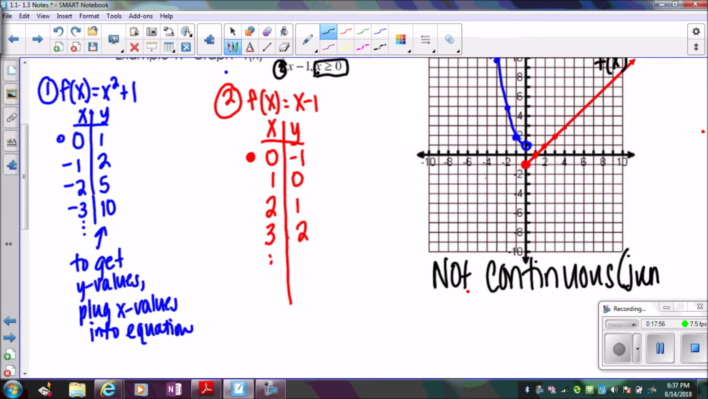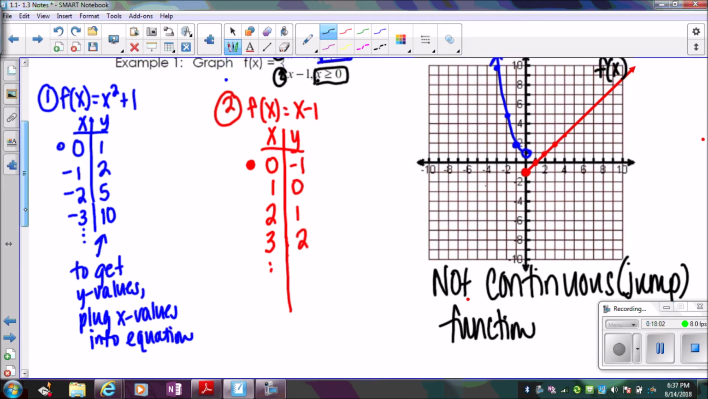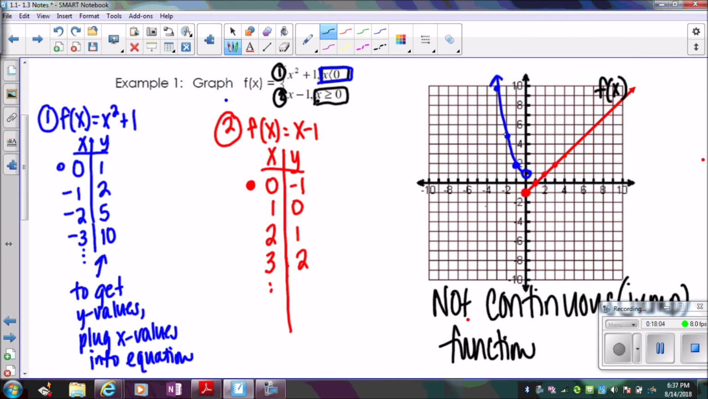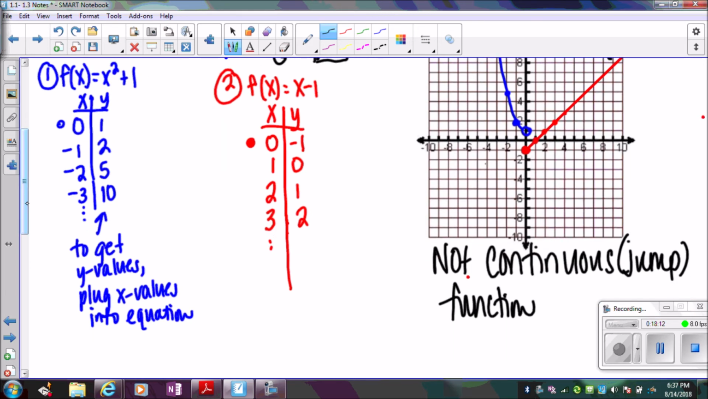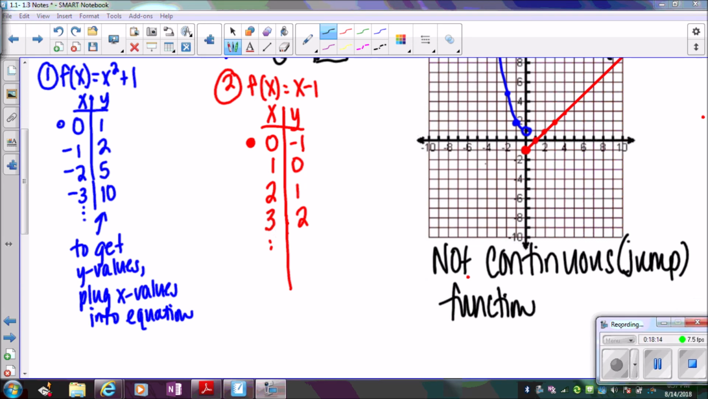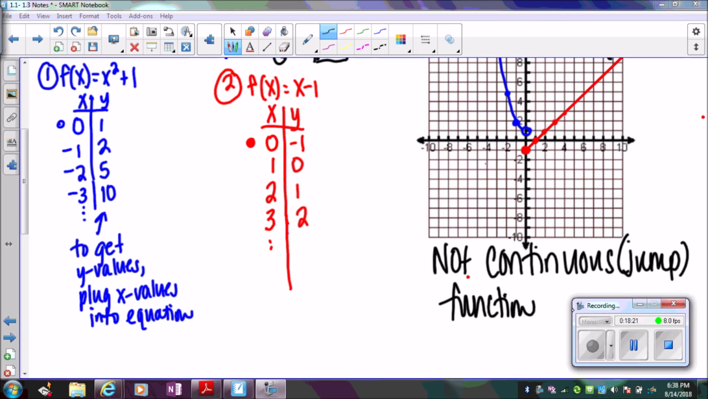This is a jump discontinuity because you can actually see the jump in the function. So if you start with the blue, you trace it, you have to literally pick up your pen or pencil to jump and then trace the red. So this is considered a non-continuous or not continuous function, and it has what's called jump discontinuity. We'll talk about that later, but for now I just wanted to get that idea in your head.